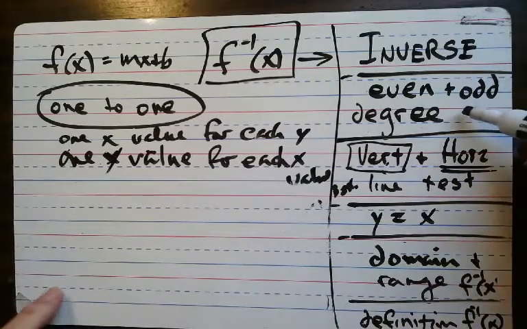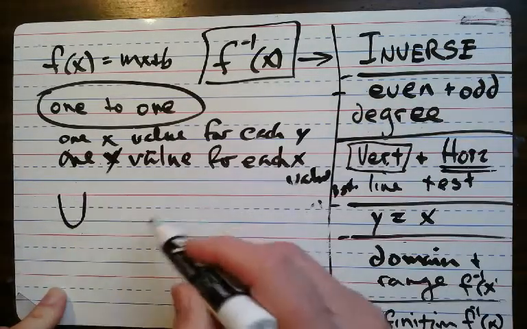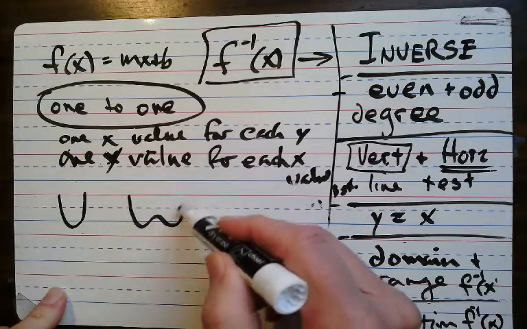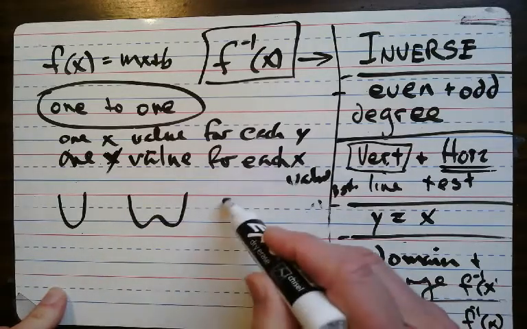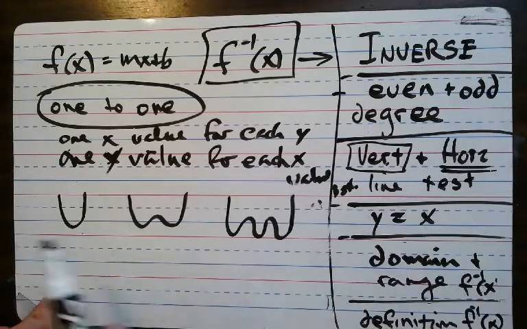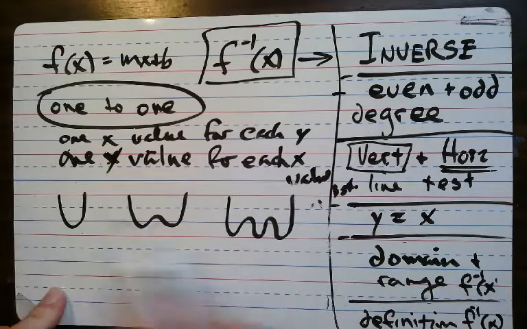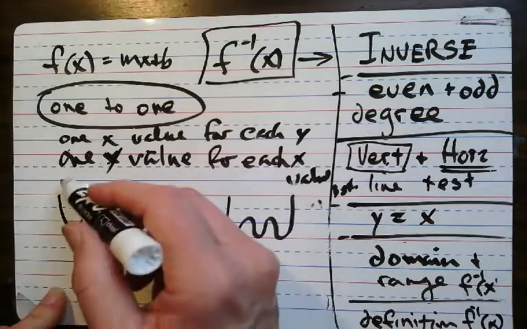So to speak to this, even problems, you know, parabolas or x to the 4th graphs, w's, right? Or x to the 6th graphs, like that. These guys do not ever have an inverse, right? The whole graph. Now, you can restrict the domain.